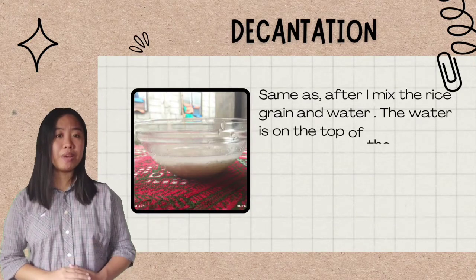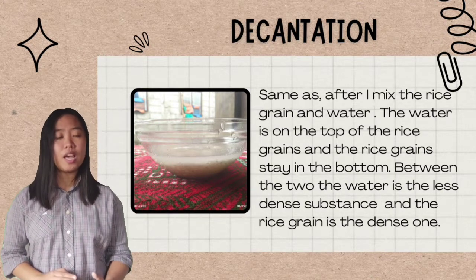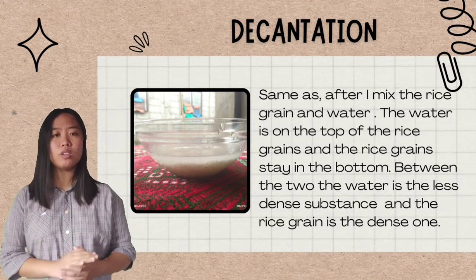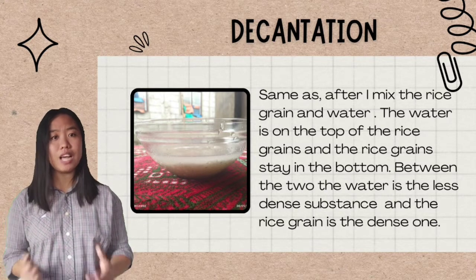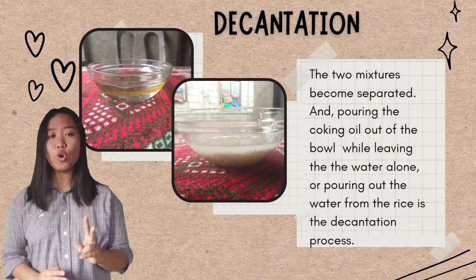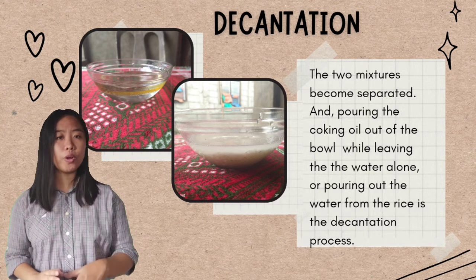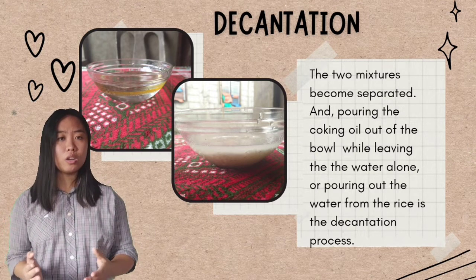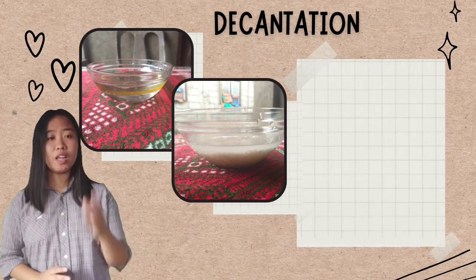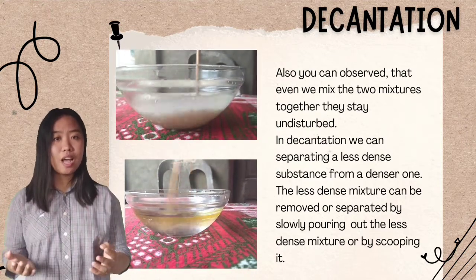Same as after I mix the rice grain and water, the water is on top of the rice grains, and the rice grains stay in the bottom. Between the two, the water is the less dense substance and the rice grain is the dense one. The two mixtures become separated, and pouring the cooking oil out of the bowl while leaving the water alone, or pouring out the water from the rice, is the decantation process. As you can observe, even if we mix the two mixtures together, they stay undisturbed.